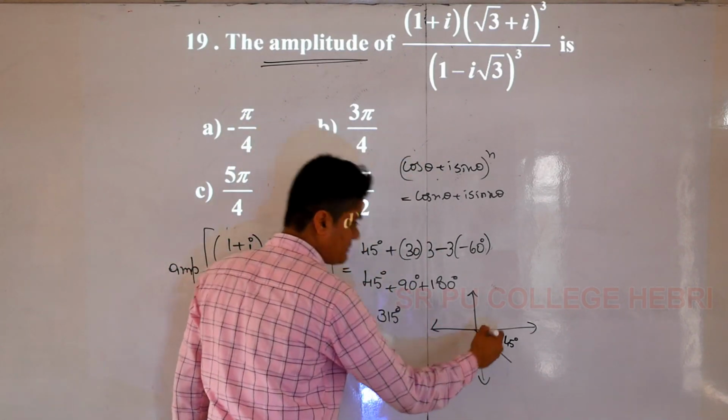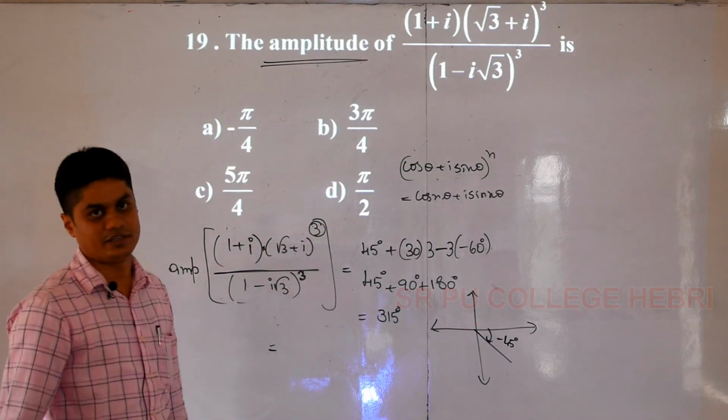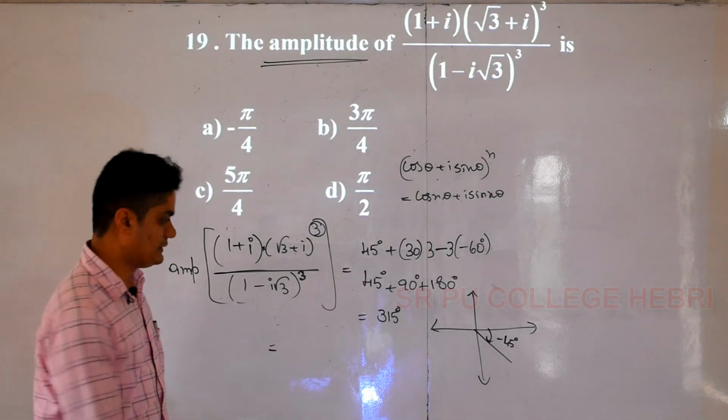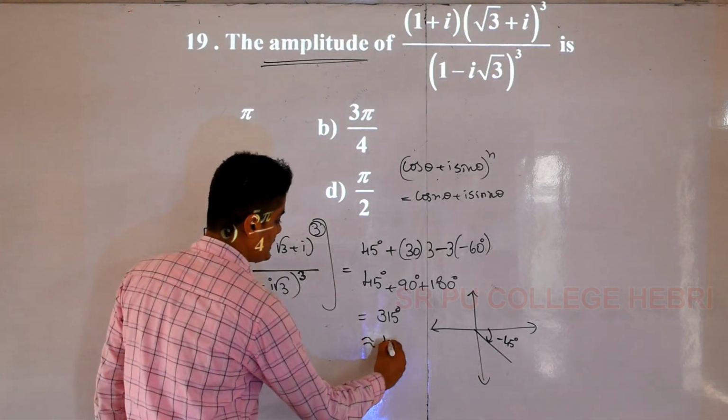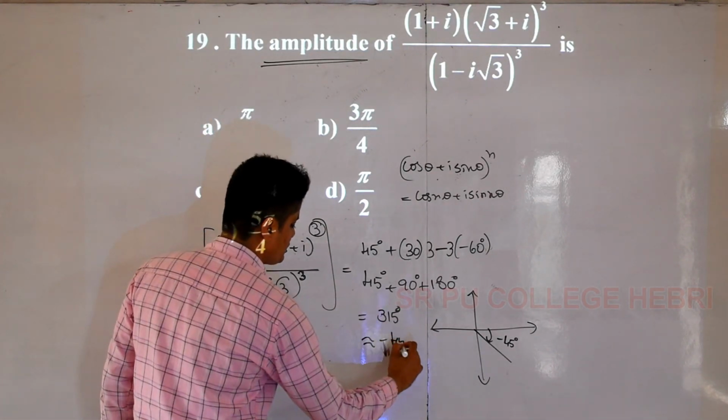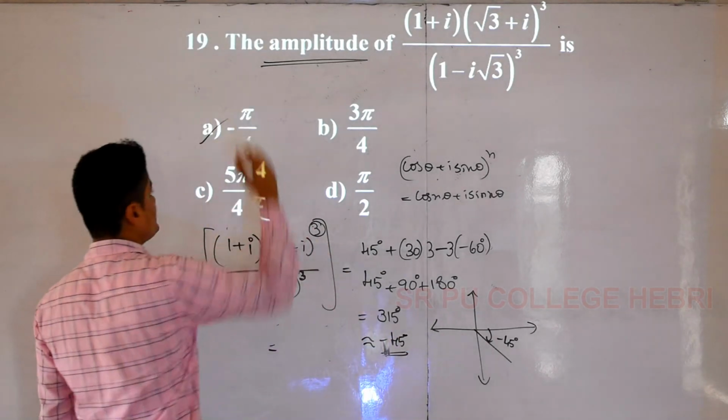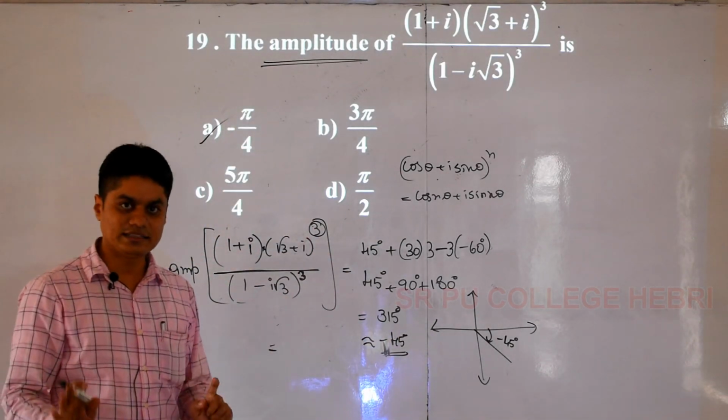315 is the same, right? 360 minus 45 means what? 315 degree. Did you understand what I'm saying? So this is equivalent to, which is the right answer, minus 45 degree. So the right answer is option A. Did you understand? Next question.